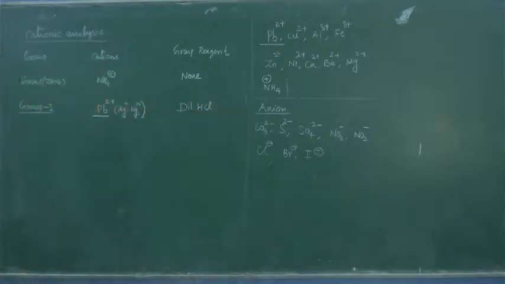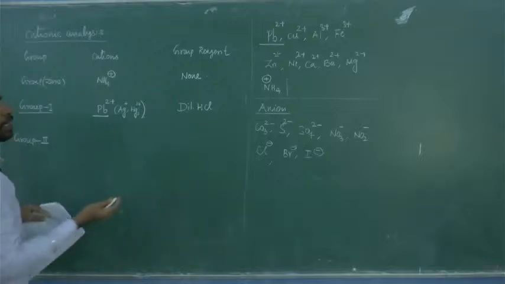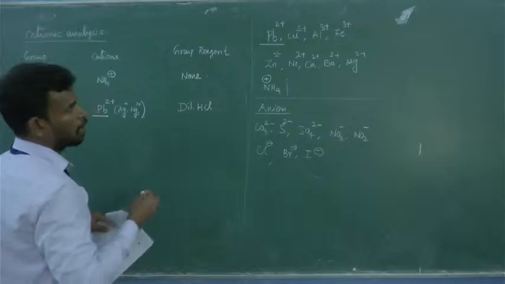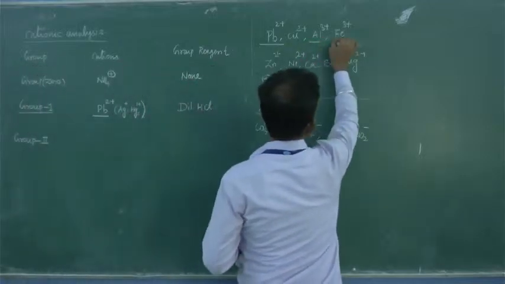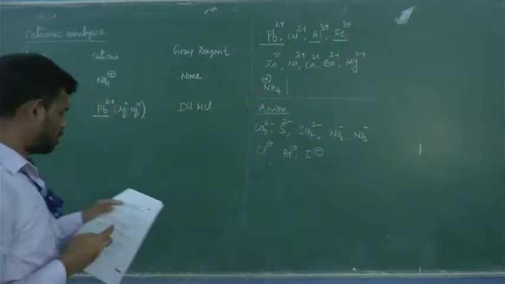Okay, dilute HCl. Just remember the table. Next, we have to go for group 2. Okay, group 2. Is it clear? In the second group, there are many anions and cations. Particularly, we will follow the syllabus line.